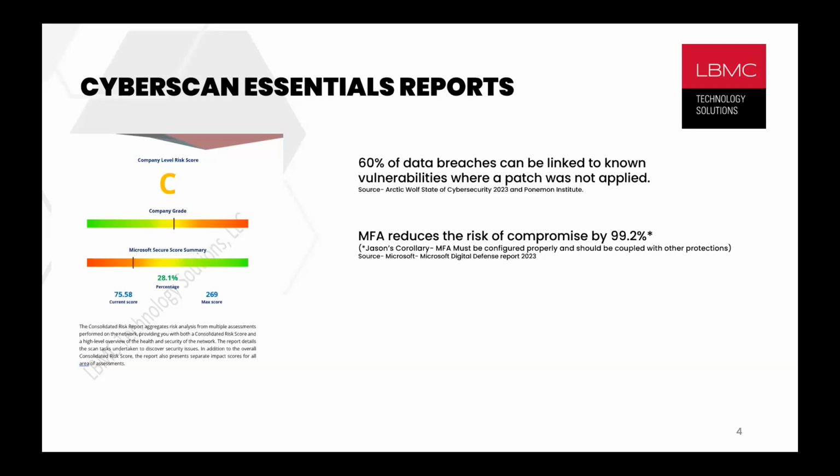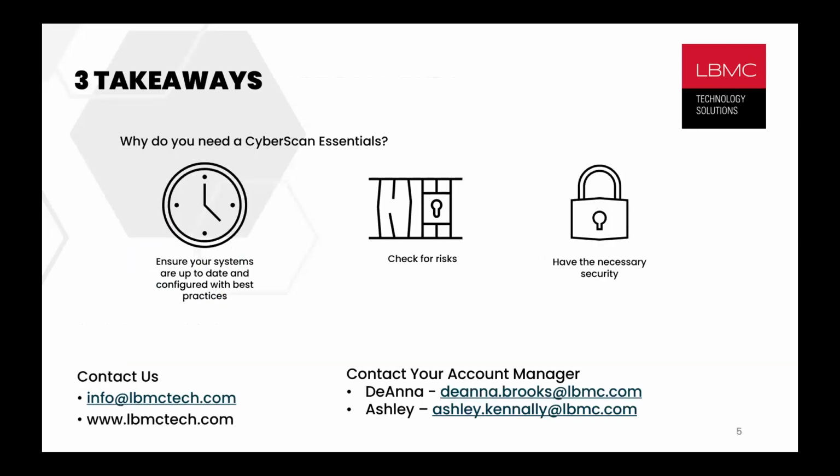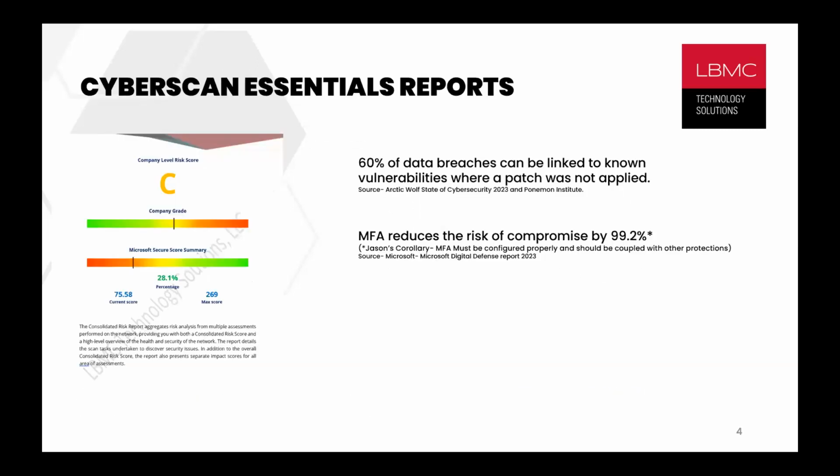To give you a better idea, let's look at the first page. Keep in mind that subsequent pages give you more detail in a KPI type of view. The C, excuse me, the C is the company risk level score.